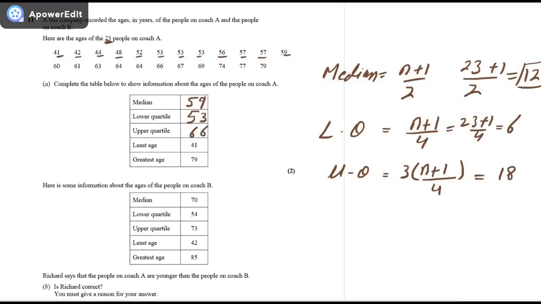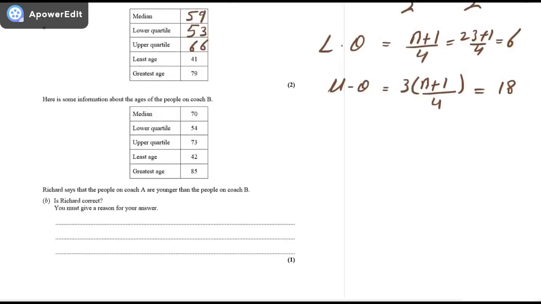So we're going to move to question B now. This is data for coach A and this is data for coach B. Richard says that the people on coach A are younger than the people on coach B. Is Richard correct? To find the answer, we're going to find the median. The median for coach A is 59, and the median for coach B is 70. So the median age for coach B is 70 and for coach A is 59. This means Richard is correct.